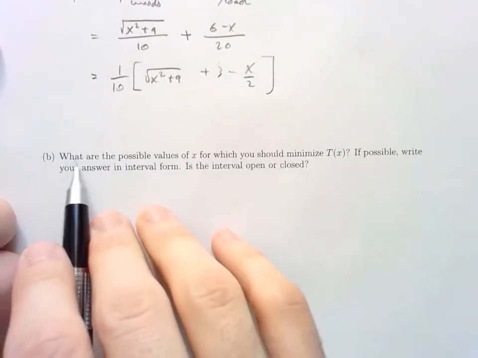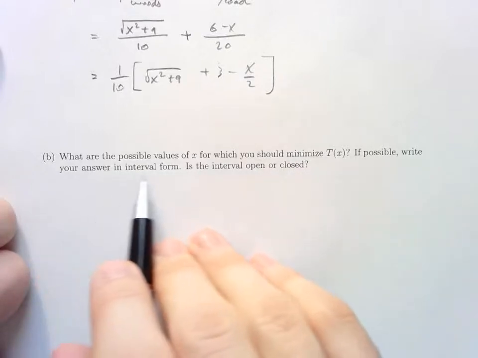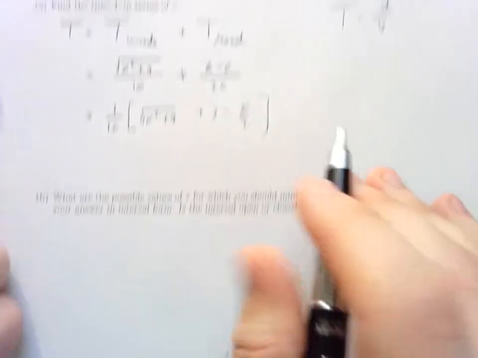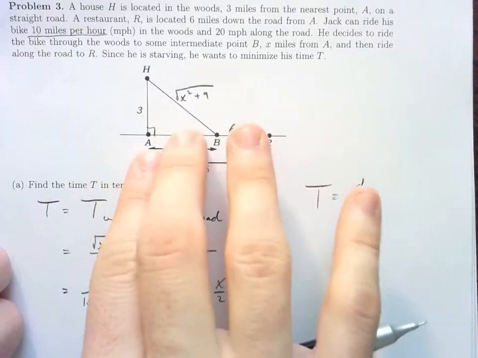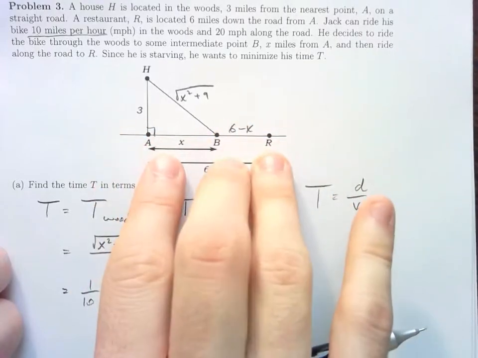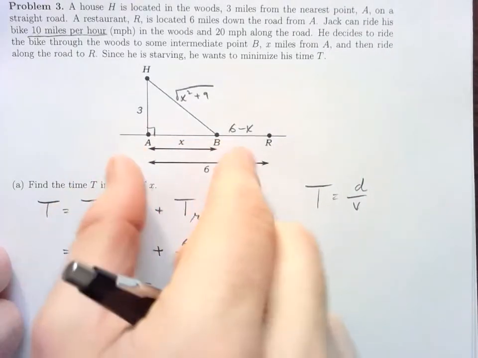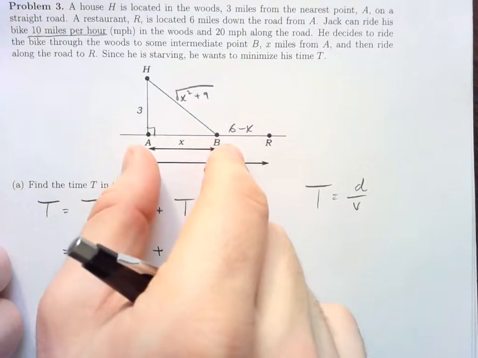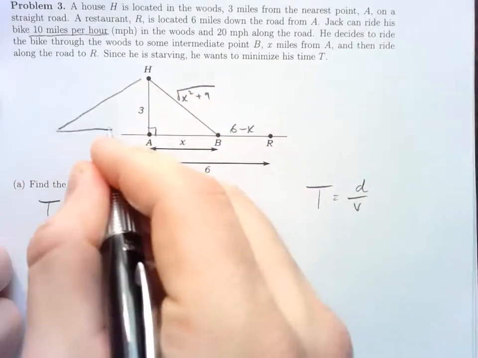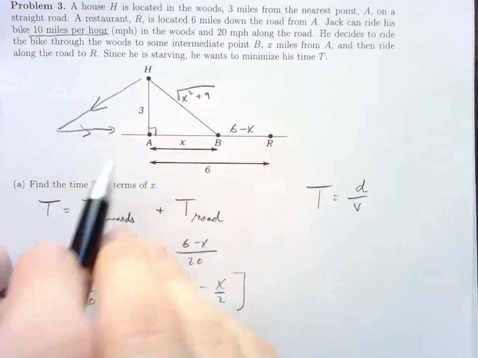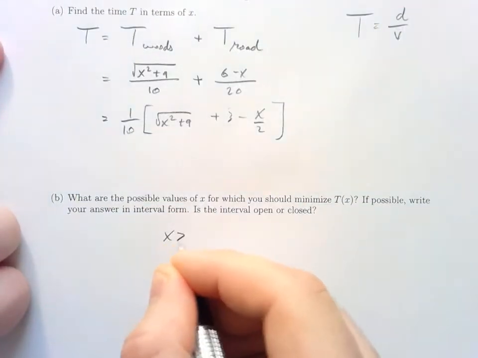Now for part B, we're asked what are the possible values of x for which you should minimize this function, and that means we have to look at our physical problem and see for what values of x this question even makes sense. What's the smallest x could be and what's the largest it can be? It's fairly obvious that to get the best result here, you don't want x to be negative, because you would be traveling some path down this way, and that's just going to take way longer. So x should definitely be greater than or equal to 0.